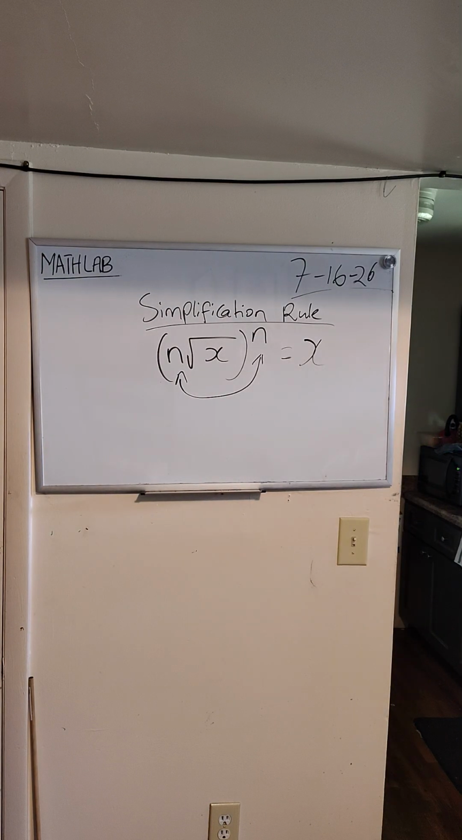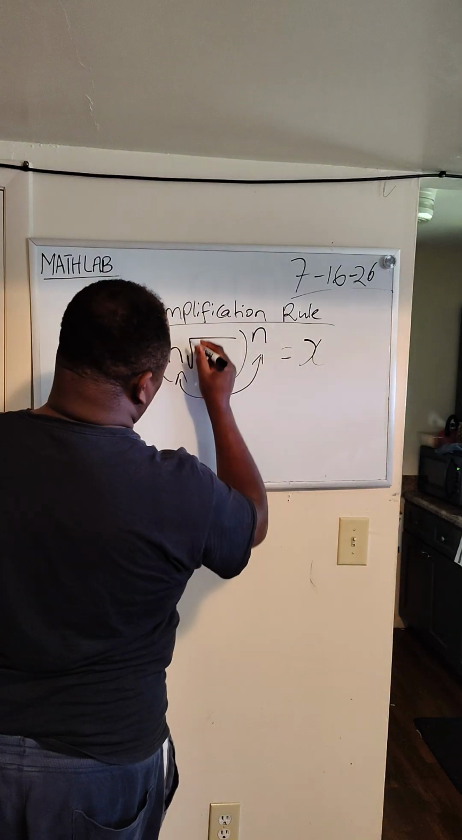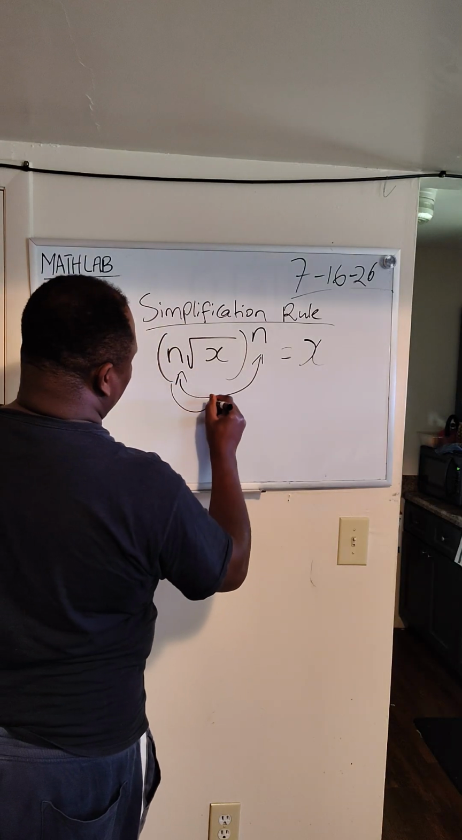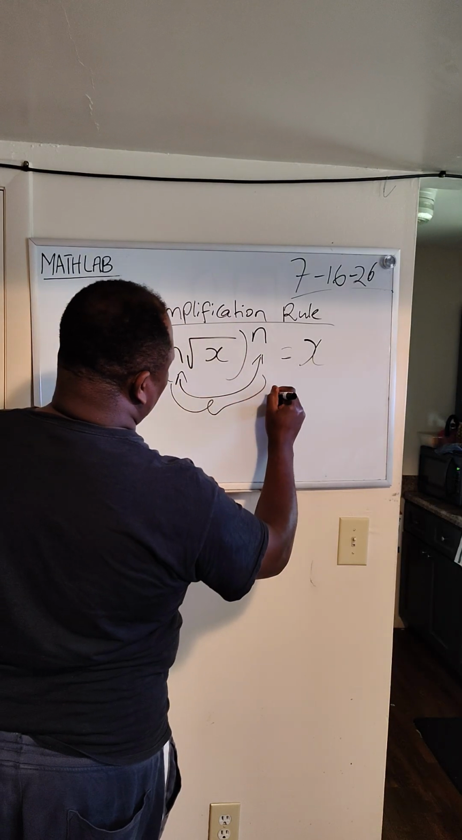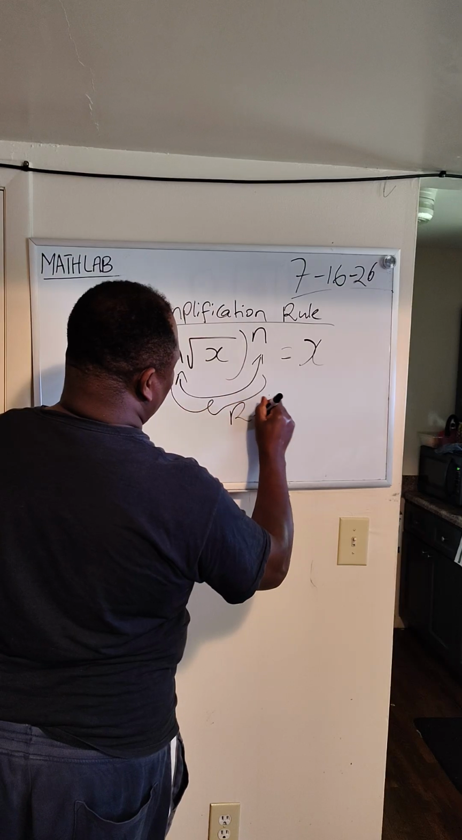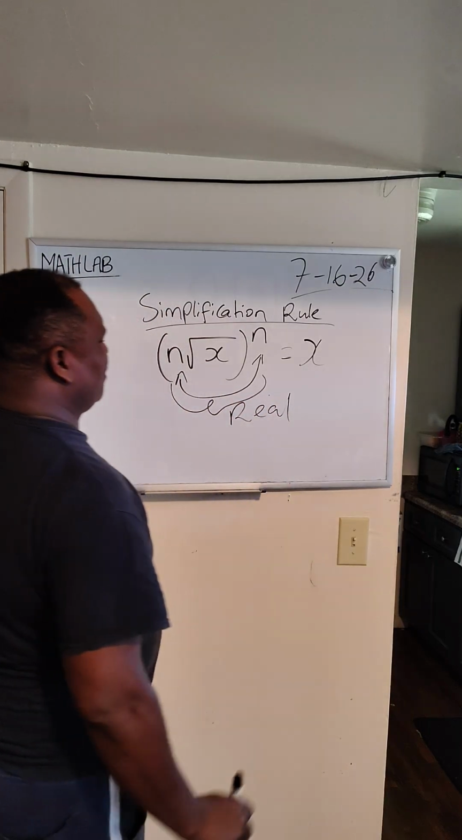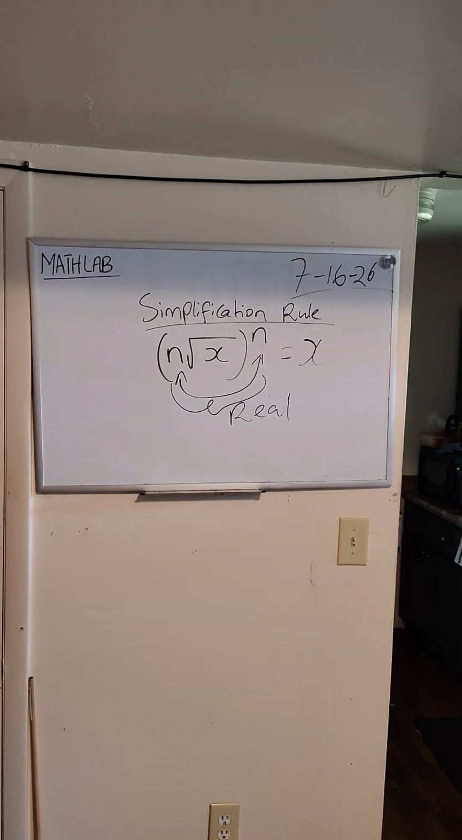So that means this whole thing right here is real. This right here is real. That is how we identify that the values there are now considered real.